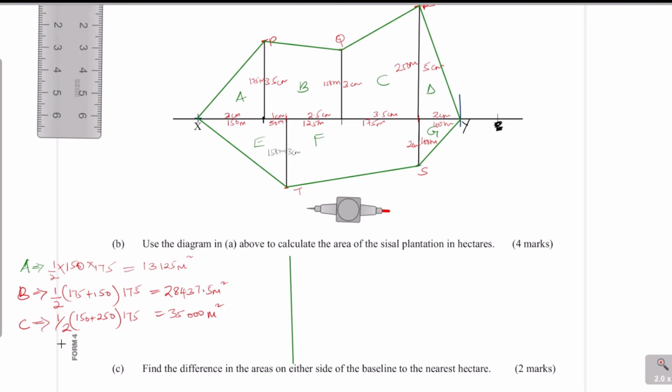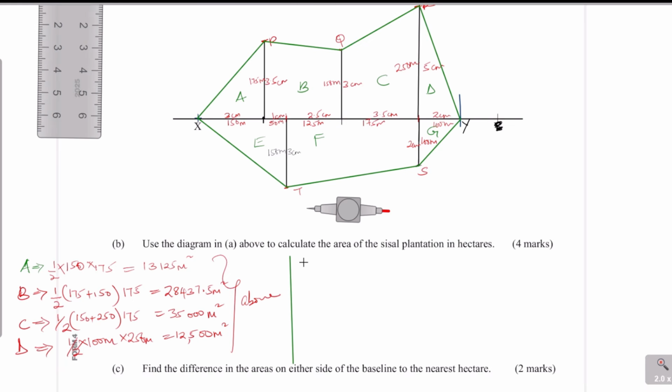We go to region D. Region D is a triangle, so that will be half multiplied by the base. The base is, you can see here, 100 meters, times the height. The height is 250 meters. That will give 12,500 meters squared, which is very much okay. Now we go to the offsets that are below. We are through with the ones that are above.